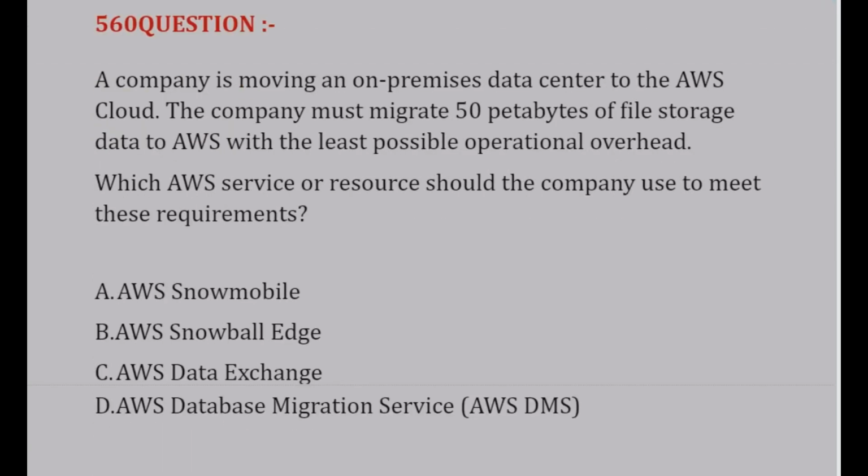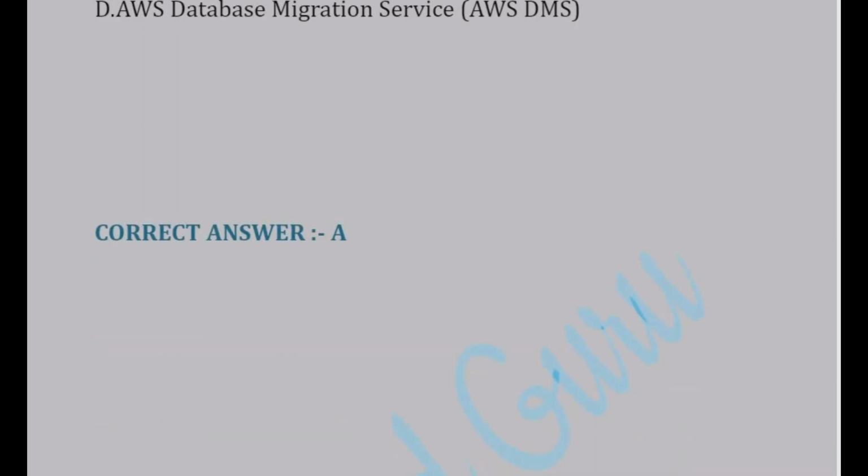Option A, AWS Snowmobile. Option B, AWS Snowball Edge. Option C, AWS Data Exchange. Option D, AWS Database Migration Service, AWS DMS. Correct answer is option A.